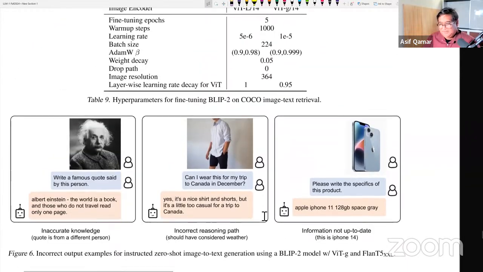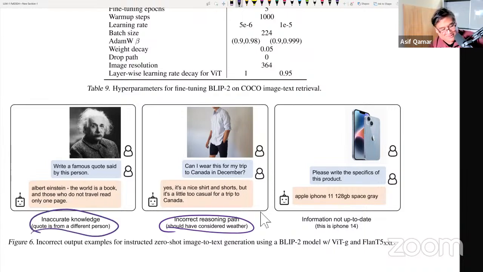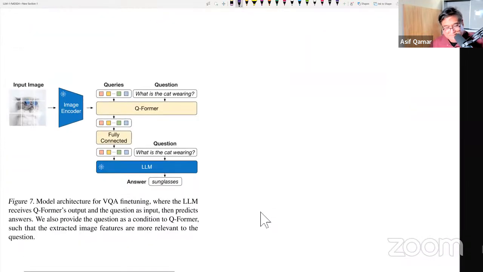So here's some funny ones. Write a famous quote said by this person. So it comes up with that. Can I wear this for my trip to Canada in December? You realize that you're not asking it to describe the image. It has a sense that you can't be in the winter. It says it's a nice shirt and shorts, but a little too casual for a trip to Canada. But it did not factor in the weather. It was wrong, actually. So this also is wrong. This quote doesn't belong to Einstein. Then, please write the specifics of this product. Not quite right. So there are some incorrect examples it mentions. Then that's it. That is it.